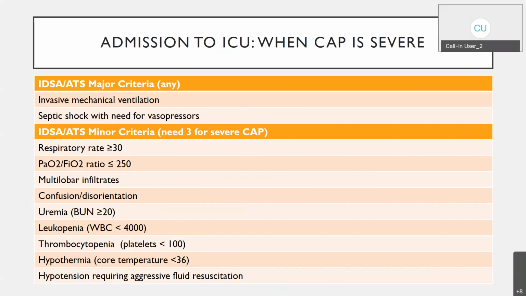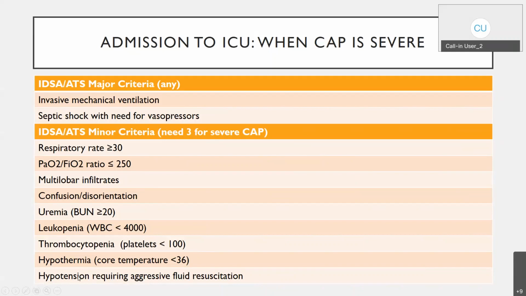So the guidelines have 2 major criteria for severe pneumonia and 8 minor criteria. The major criteria are pretty obvious. If they're on a ventilator or they're in septic shock, it's severe pneumonia. That's pretty straightforward. So if they have either of those, then it's severe pneumonia. The minor criteria are listed here, and you need 3 for severe community-acquired pneumonia. And a downside is that these are difficult to remember and it's quite a long list.